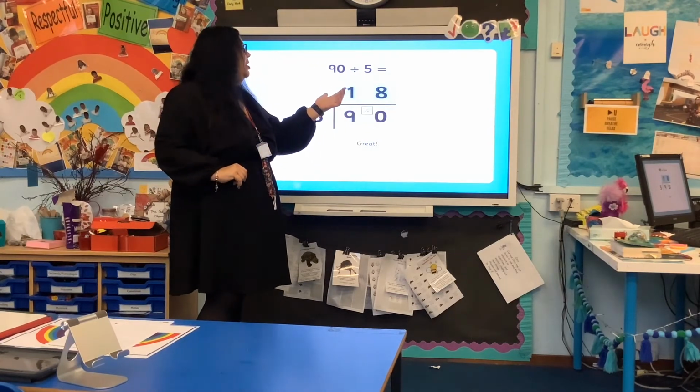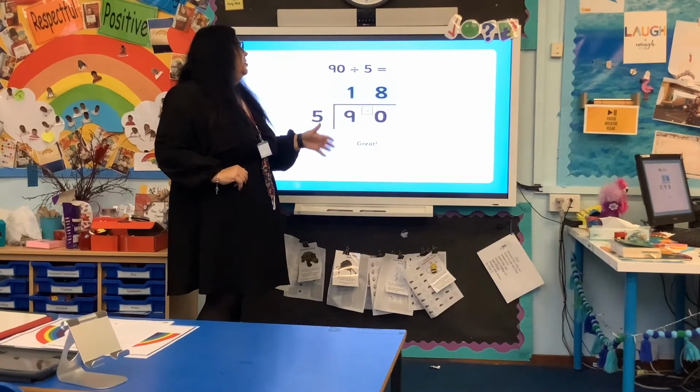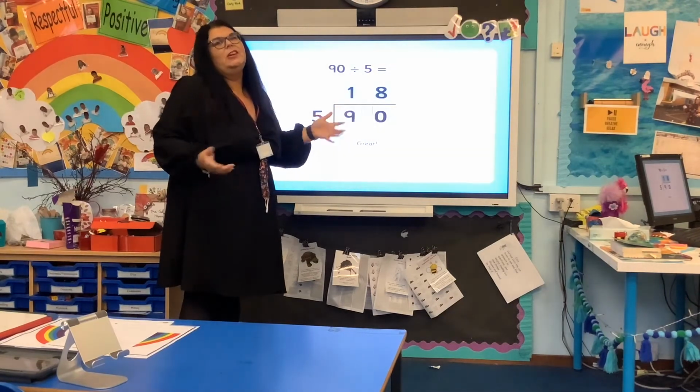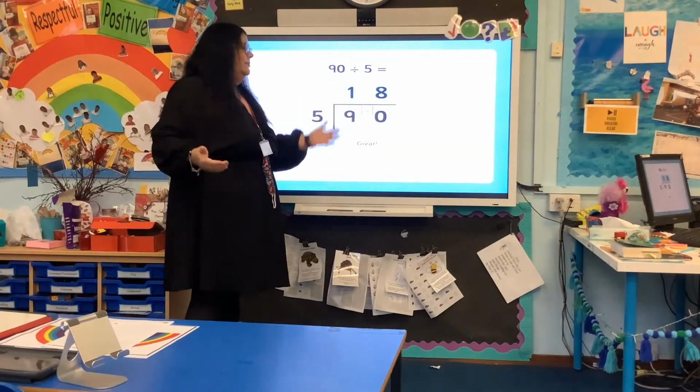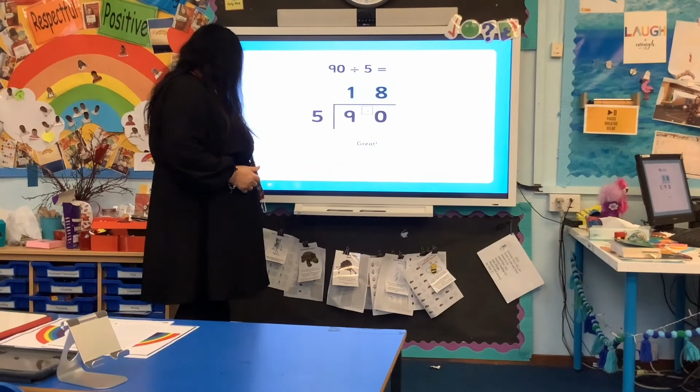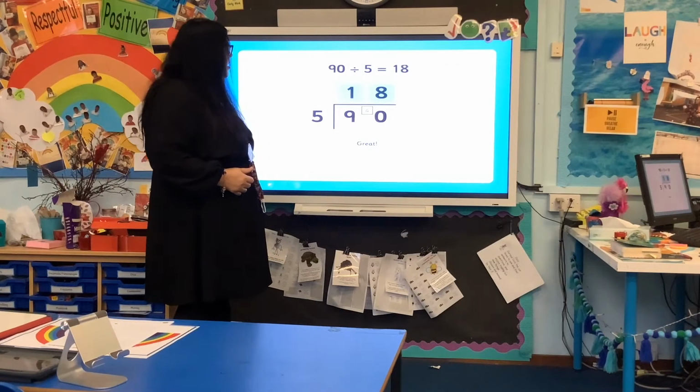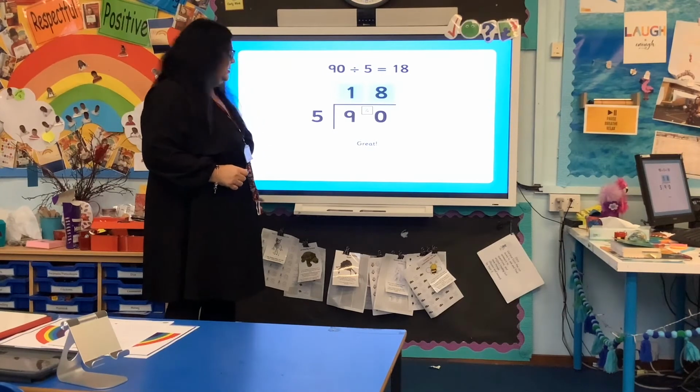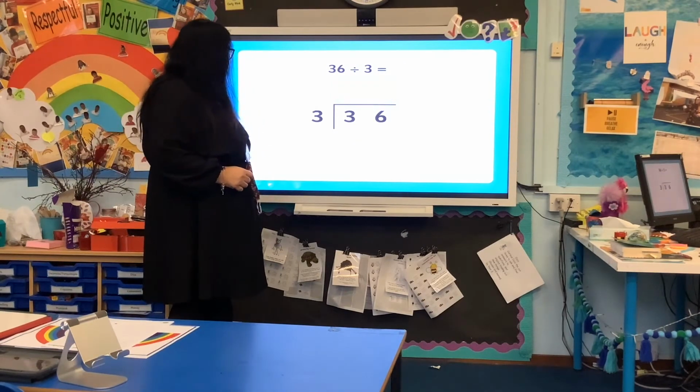And again, from what you know about the 5 times tables, you should know that 20 times 5 will be 100, 10 less, that makes sense, doesn't it? Using what I know to make sure that my answers are right, 18. So you could always have an estimate first, a best guess.